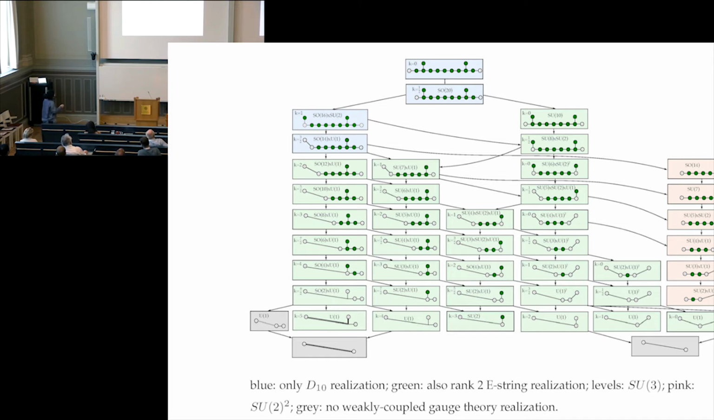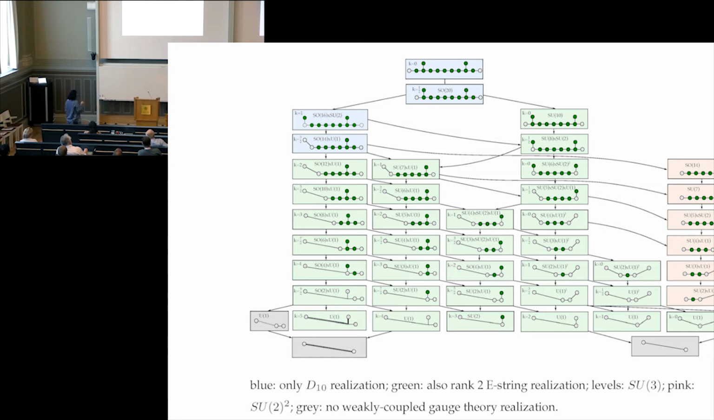The coloring is basically saying if the theory appears both from this D5-D5 conformal matter and the rank 2 E string, it's colored in green. The Chern-Simons levels here refer to the SU3 gauge theory realization. The pink theories have SU2 times SU2 gauge theory realizations, and these four gray theories are actually without any weakly coupled gauge theory realization. So this is the class of descendants from the D5-D5 conformal matter.